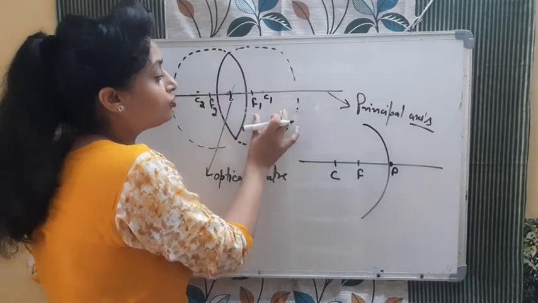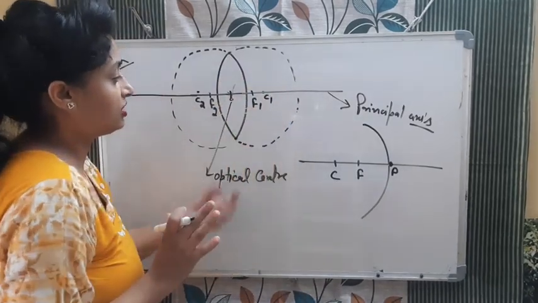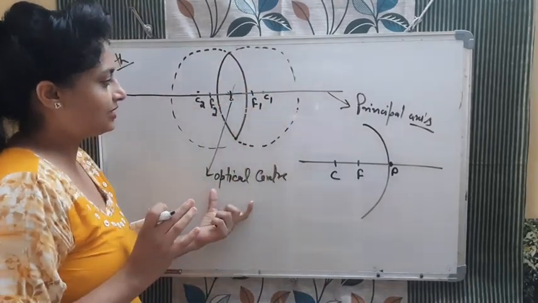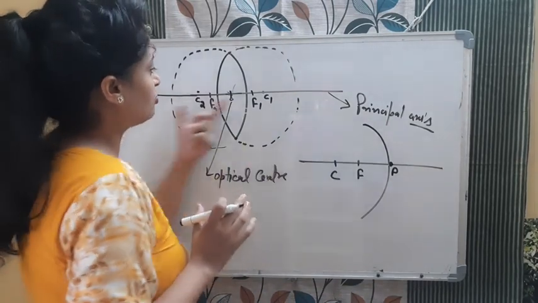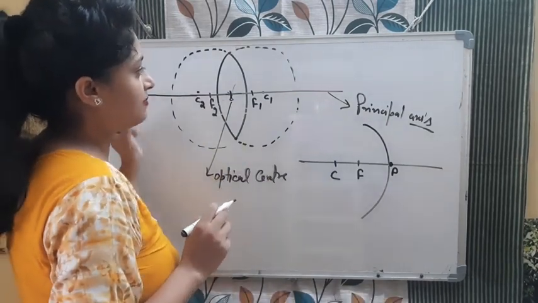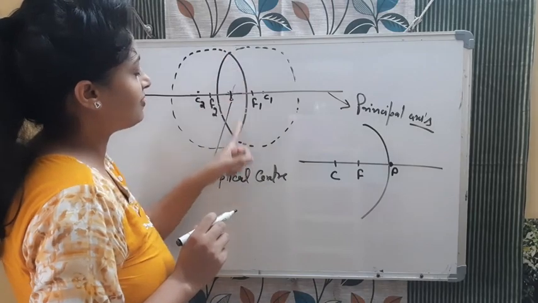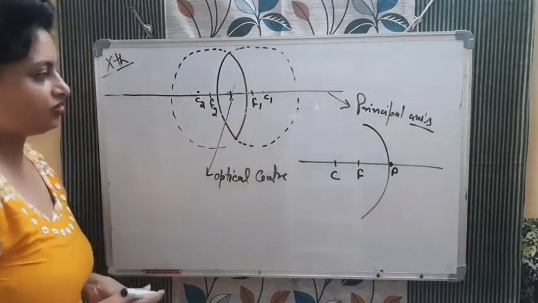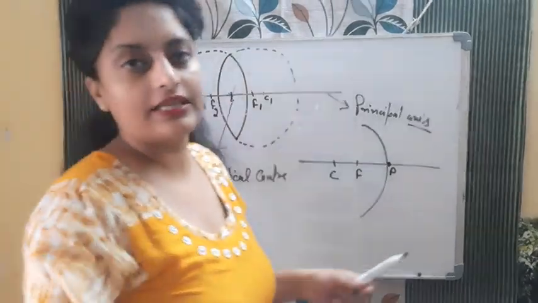So there will be two foci and two centers of curvature, and this middle point is known as the optical center. The line that is passing through the centers of curvature is known as the principal axis, and the diameter of this spherical part is known as the aperture. Okay, this is the case in case of the convex.